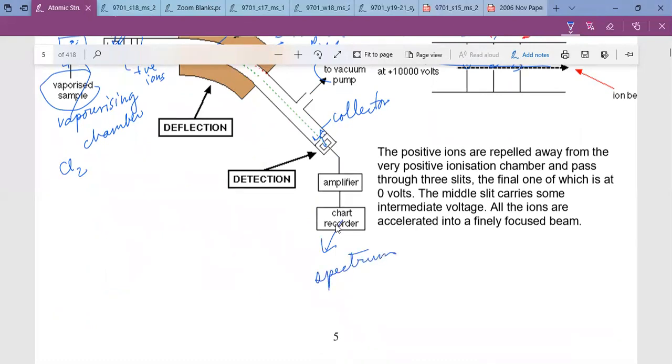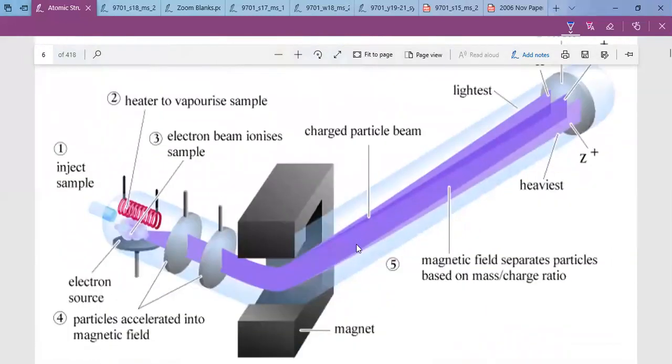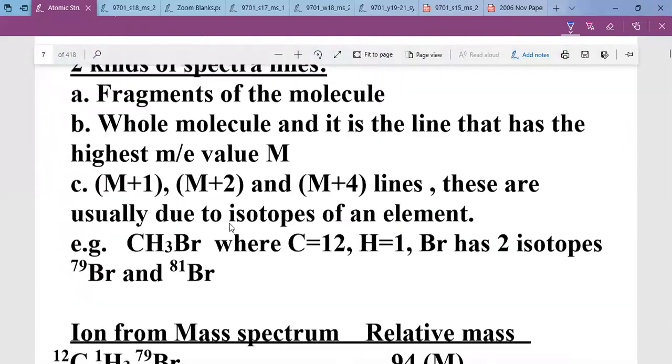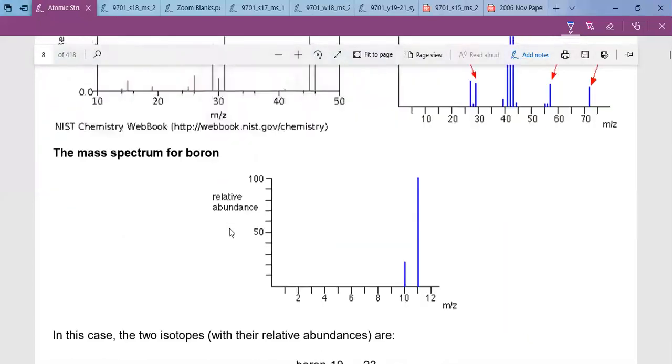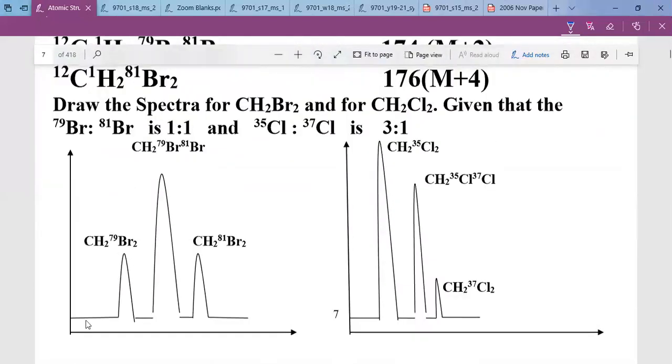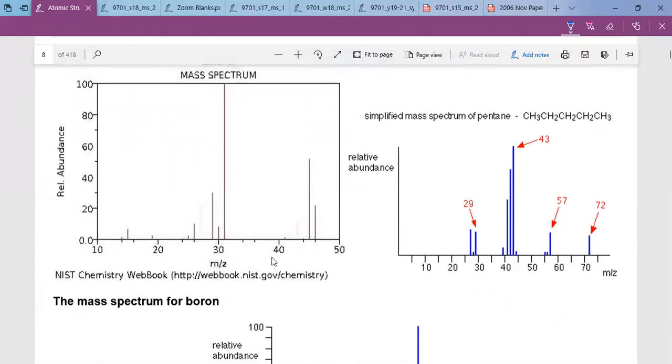This is called a mass spectrum. Okay, I'll show you what it means. This is a very junky one, I can see, but it doesn't matter. Now you can come in peak spectra, or you can come in line spectra.